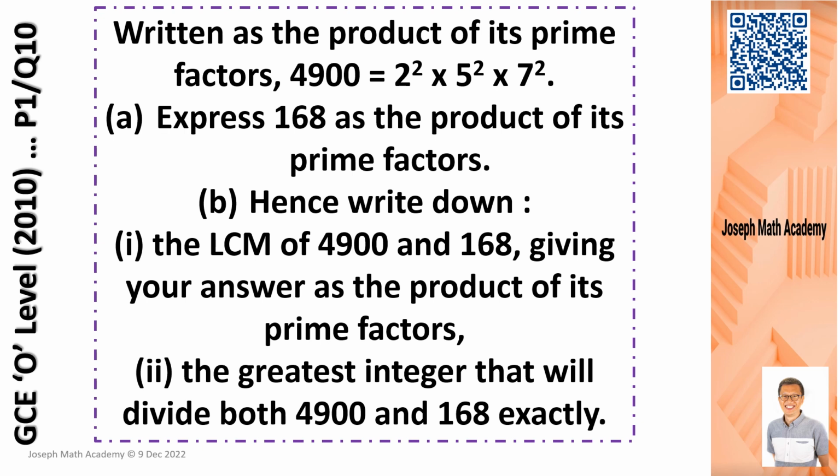After that, hence write down the LCM of 4,900 and 168, giving our answer as a product of its prime factors. Then B part 2, continuation, find and write down the greatest integer that will divide both 4,900 and 168 exactly. I'm going to show you how to go about doing this question, GCE O Level 2010, paper 1, question 10, in a very slow way. So you follow me, okay?